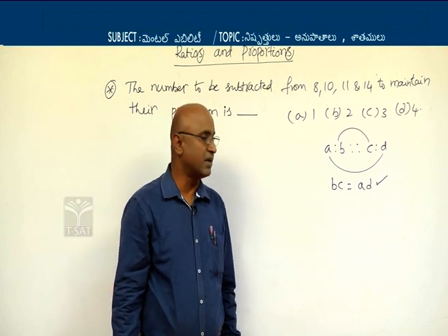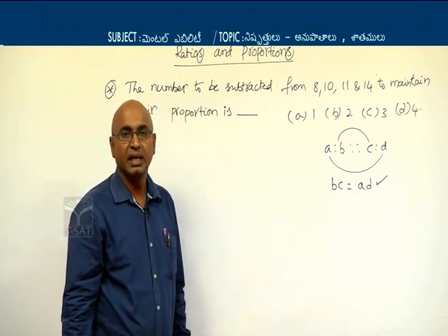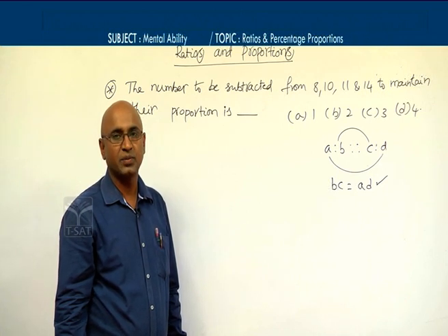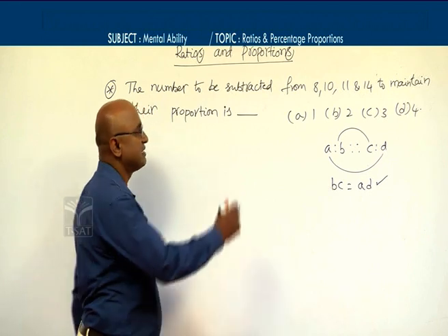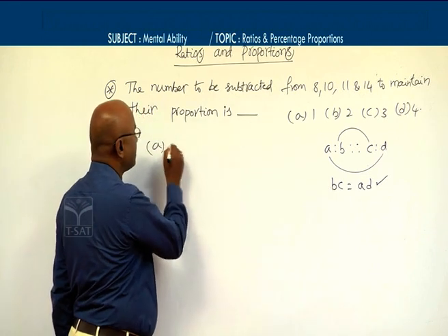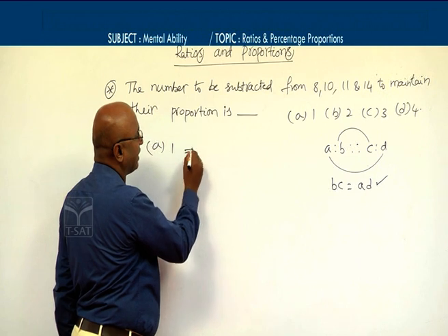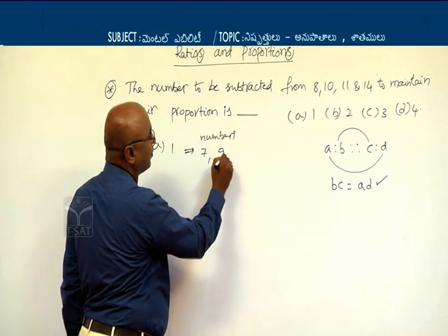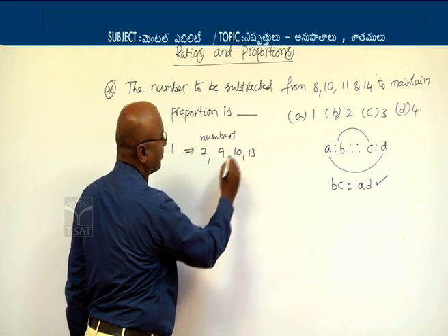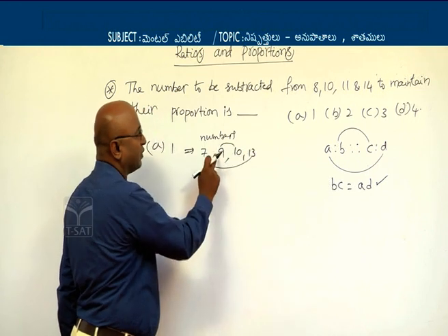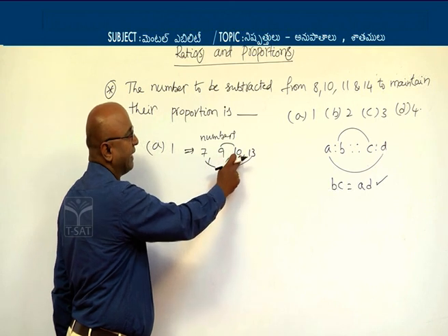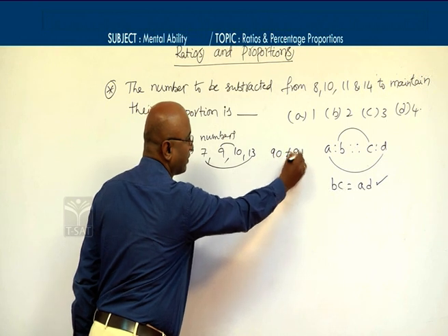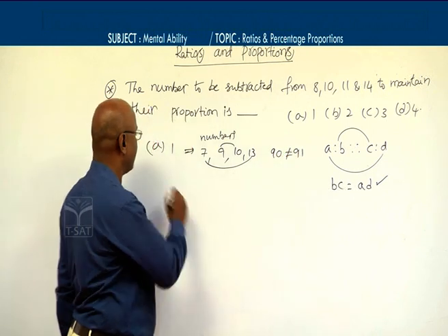If two numbers or two ratios are said to be in proportion, then the condition to be satisfied is the product of means is equal to product of extremes. Now we will see. Suppose if we subtract the first option, the numbers will be like this: 7, 9, 10, 13. So see here, 9 10s are 90, 13 7s are 91. So 90 cannot be equal to 91. It is the wrong option.